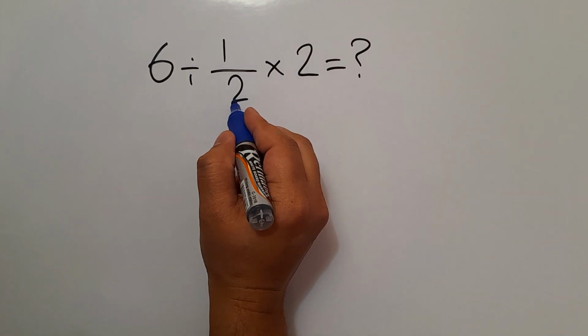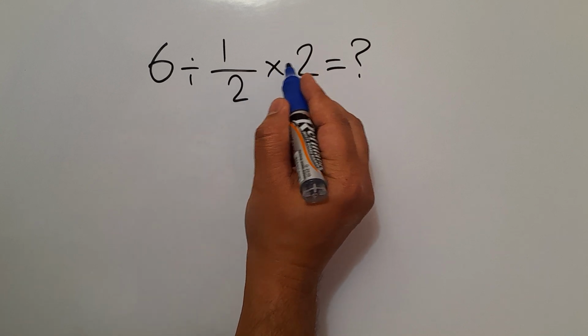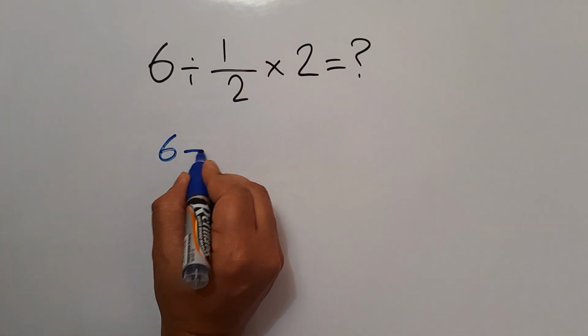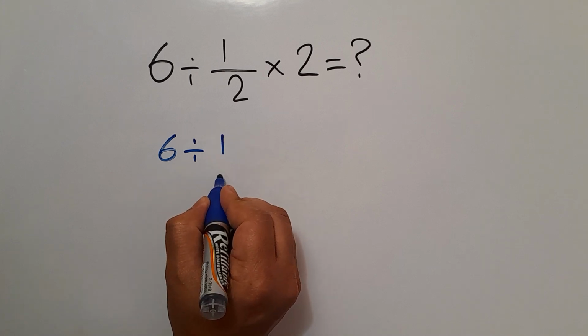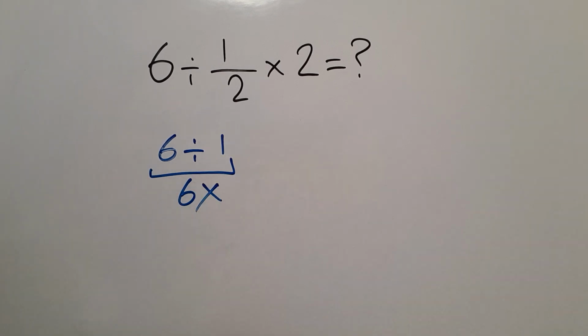These two and these two can cancel each other out. So 1 over 2 times 2 is just 1. So 6 divided by 1 is equal to 6. But this answer is not correct.